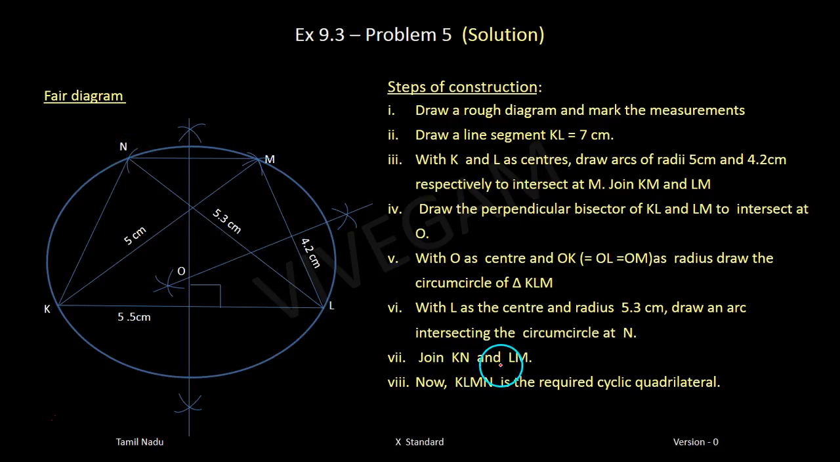Now we know N, so join KN and MN. So KLMN is the required cyclic quadrilateral. Got it? It's pretty easy, isn't it? If you have not understood, please go through this one more time. It will become clear. Thanks for watching this video.